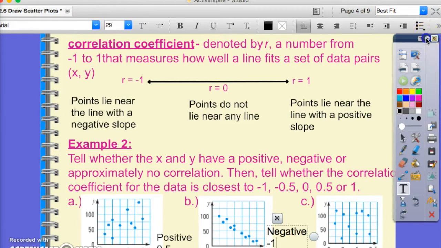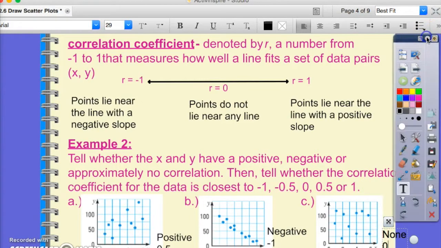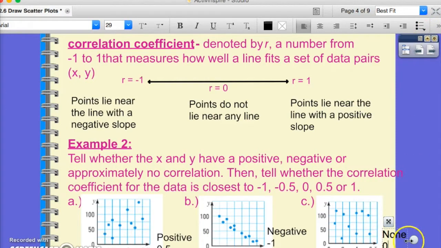And then the last one here, squeeze it over here. It's going to be no correlation, none. And I would call this one 0, purely for the fact that if you take a look here, there's just a whole bunch of points on the paper or on the notes here, and they don't make a line. All right.